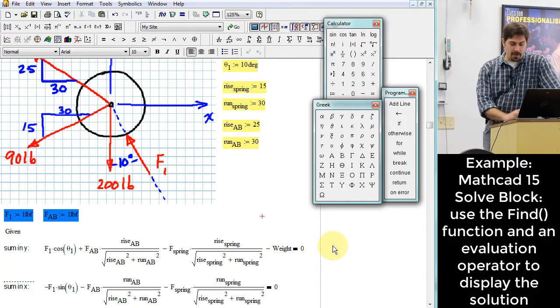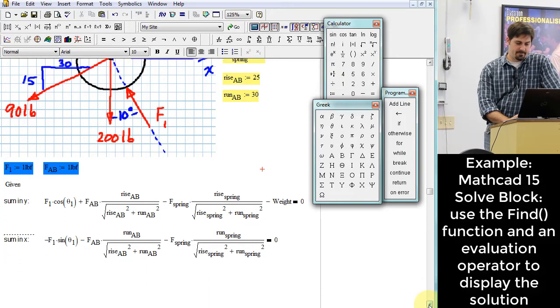So those are my two equations. I have two unknowns in those equations. How do I solve?